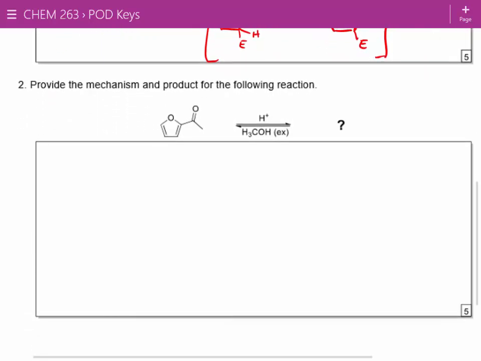All right, for problem 2, I sent you guys an email saying that I wanted correct arrow pushing. We're actually going to go through this mechanism in class today. I just wanted to get you guys thinking about it beforehand, so I'm going to leave this blank for right now, and then we'll cover it during lecture.